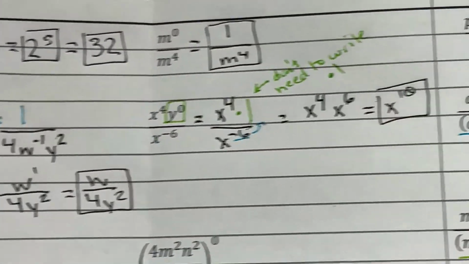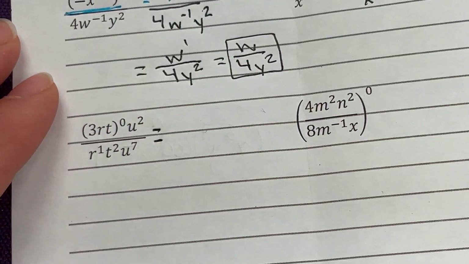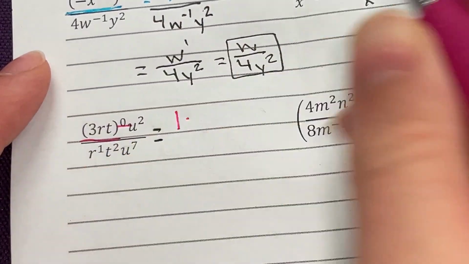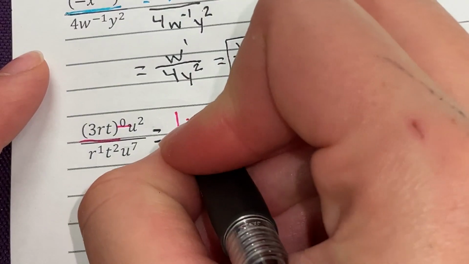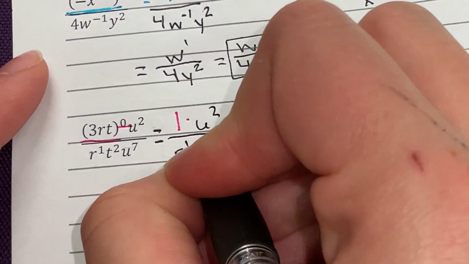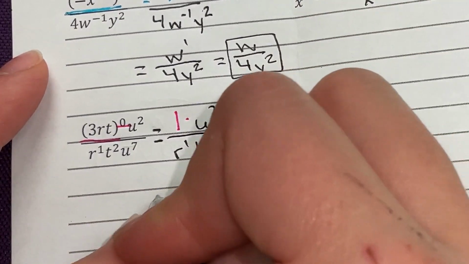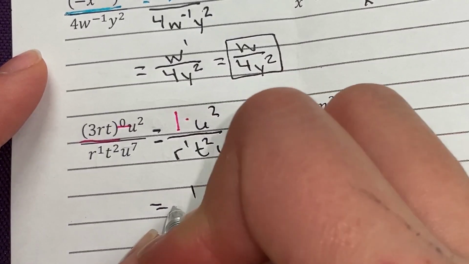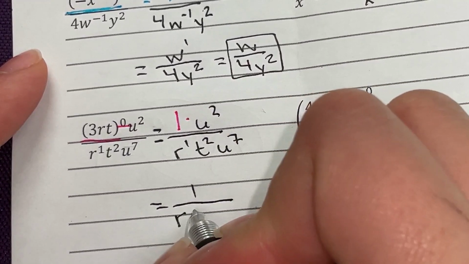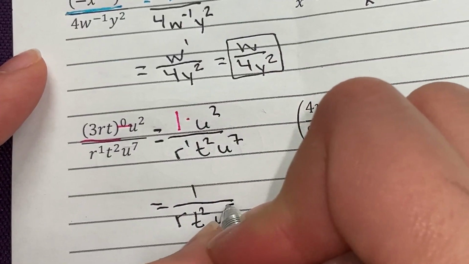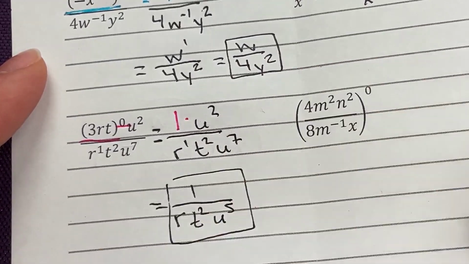All right, let's look at this next bit. This whole thing has a 0 exponent, so that's a 1 times u squared over r1t squared u to the 7th. We can simplify. We've got a bunch of u's, so we get 1 over rt squared. There are more u's on the bottom, 5 more. So we're done.